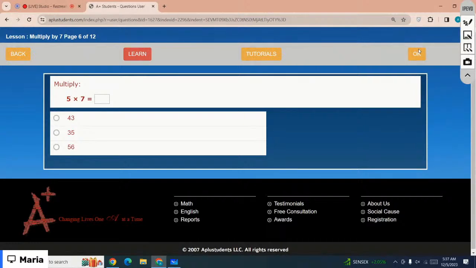5 times 7 is. It is 35. 5 times 7 equals 35. Option number 2 is the correct option.